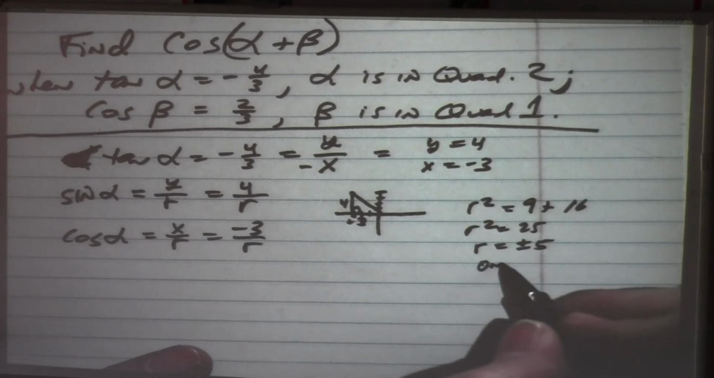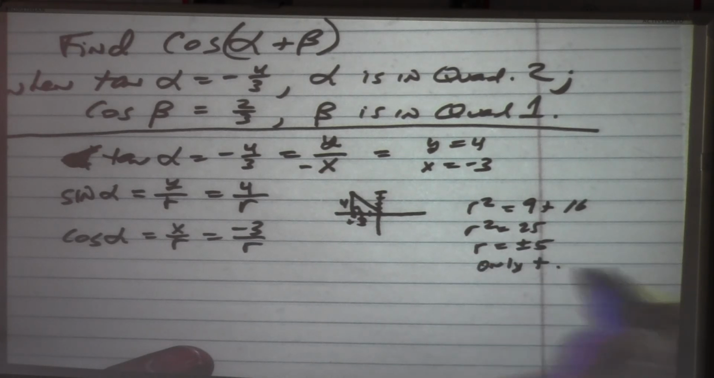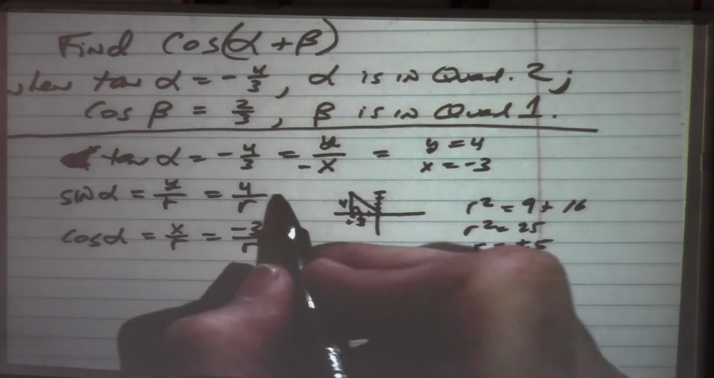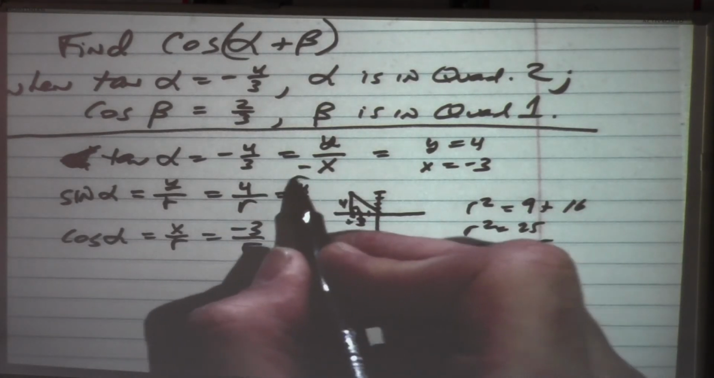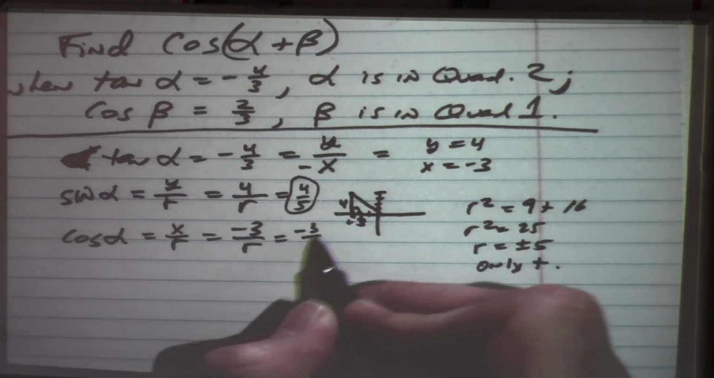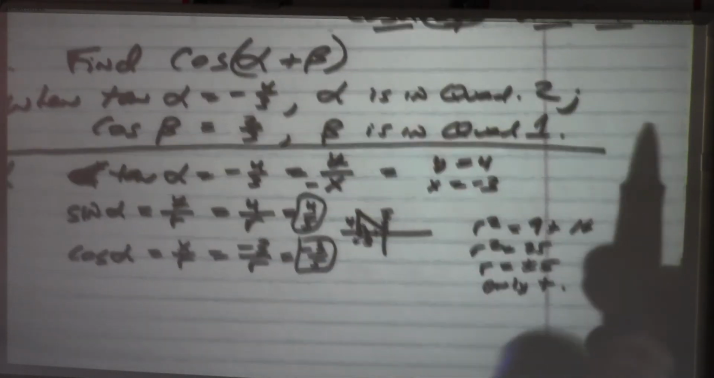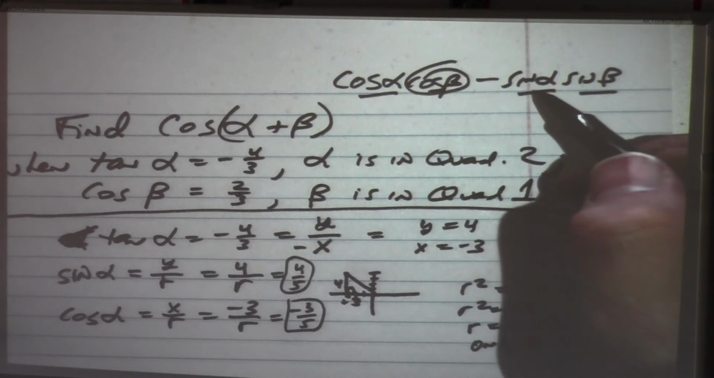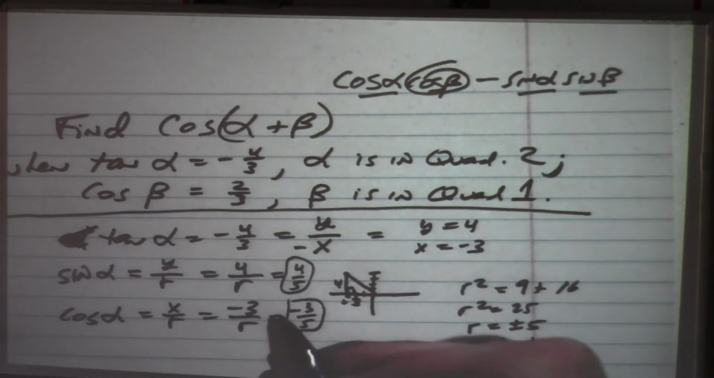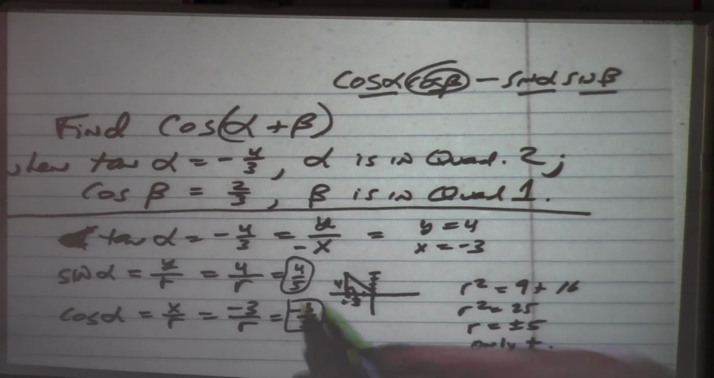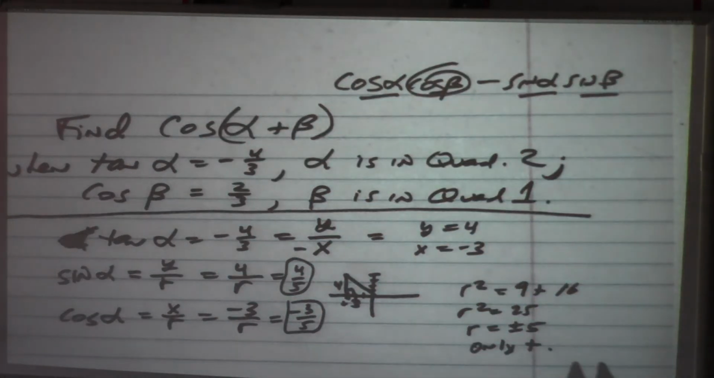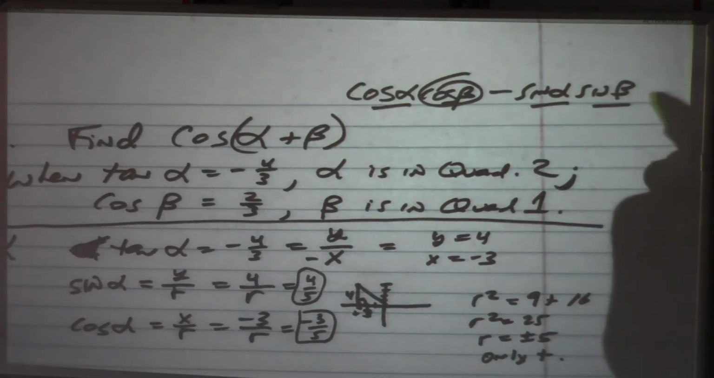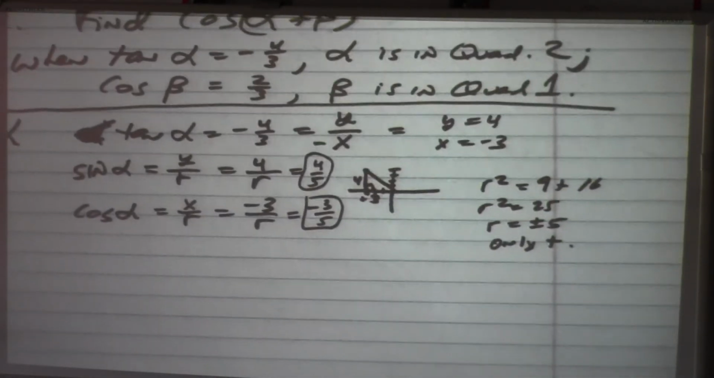So, only positive. So that means the r is 5. So now we know that this is equal to 4 over 5, and this is equal to -3 over 5. And we now have the sine of alpha, we'll be putting 4 over 5 in there. And we know that the cosine of alpha is -3 over 5, so we'll be putting it in there. And we already have the 2 over 3 here from the cosine of beta. So what's left is we have to find sine beta.